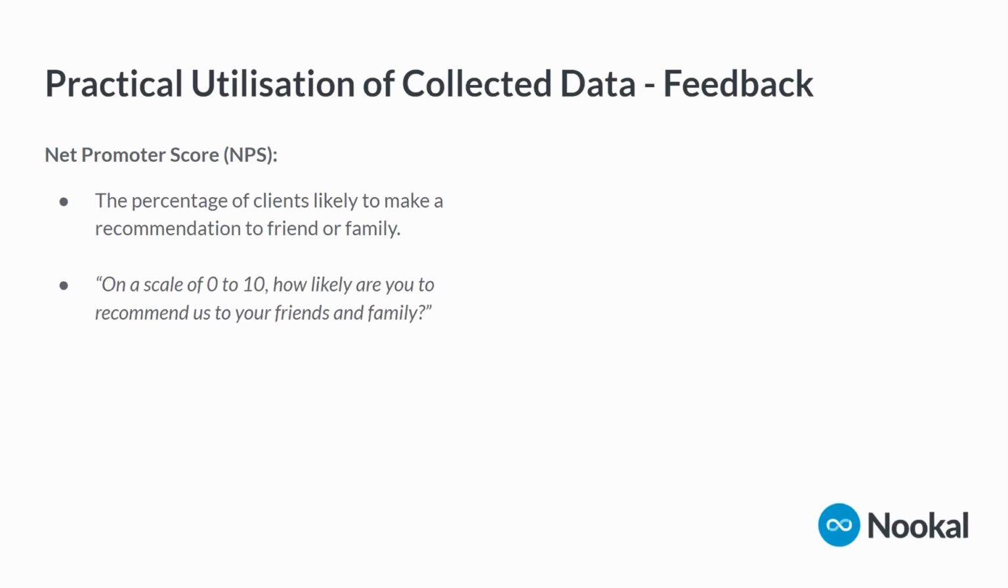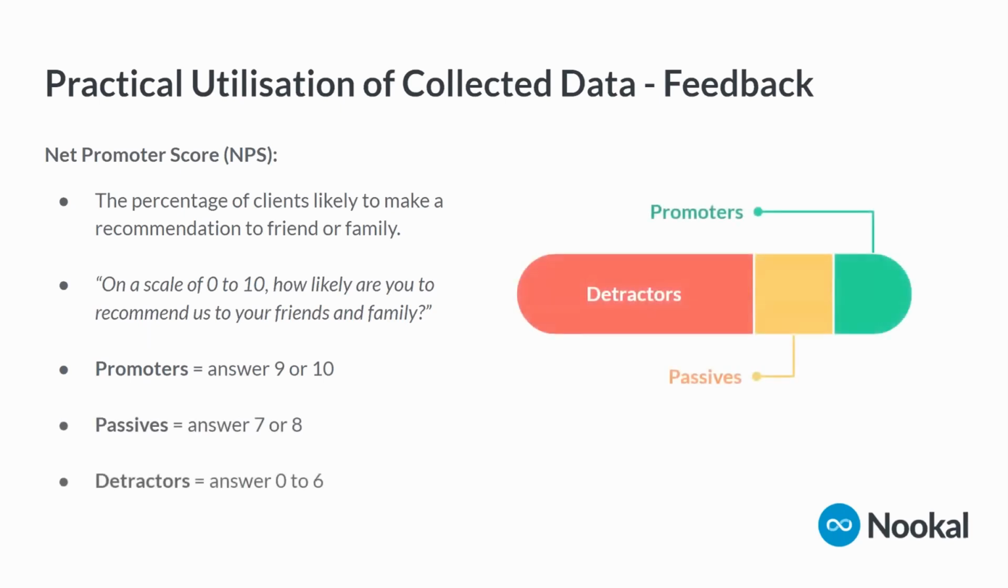Those who answer with a 9 or 10 are your promoters. Those who answer with a 7 or 8 are your passives. And the 0 to 6 crowd are your detractors. So the names imply that promoters are your advocates, detractors are your fault finders or critics, and the passives are not quite one or the other.